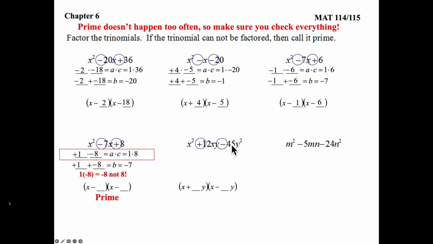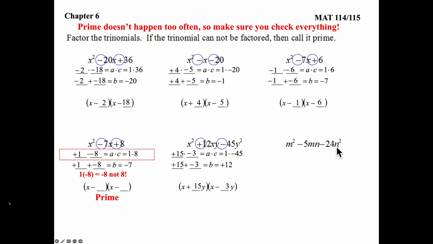What two numbers multiply to be 45 and subtract to be a positive 12? One bigger than 12, one smaller. How about 15 and 3? 15 is going to get the plus sign. We'll put it here, so it's 15y. Negative 3 goes with the minus sign, so 3y. There's my two binomials.